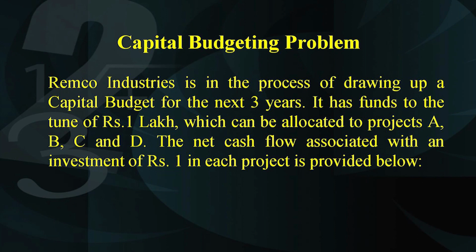Next is the capital budgeting problem. Now, this is a very interesting problem and it is as follows: Remco Industries is in the process of drawing up a capital budget for the next coming 3 years. It has funds to the tune of rupees 1 lakh which can be allocated to projects A, B, C and D. The net cash flow associated with an investment of rupees 1 in each project is given below.